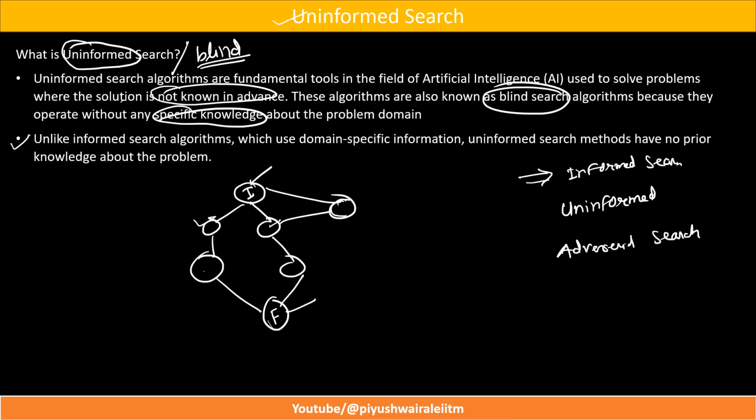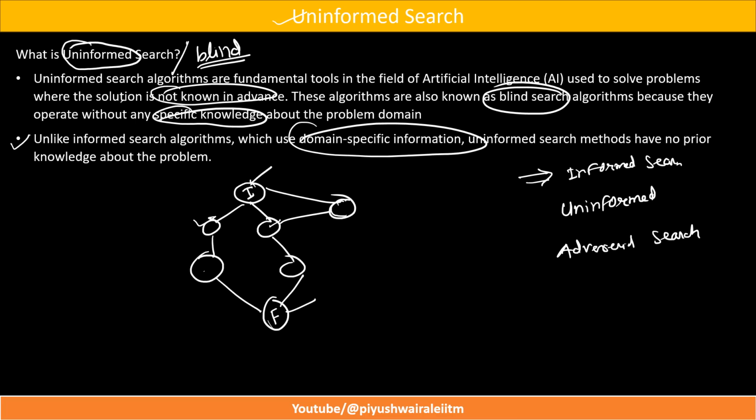Unlike informed search algorithms, which use domain-specific information, in informed search we have some other information also. For example, if I go by this route, I will take this much time to reach here, or if I go by this particular path, the distance between F and this particular node is that much. We have some kind of information, either in the form of distance, or coordinates, or it can be anything.